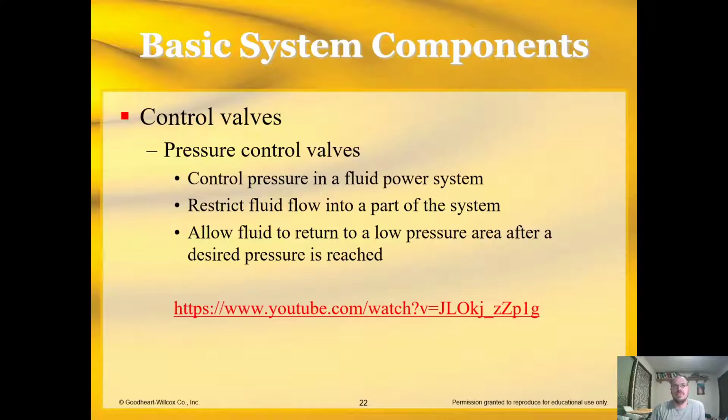Or whatever's left really gets dumped, but you're setting, say, 60 psi, for instance. So 60 psi is going in the system, but really there's enough fluid there to make, say, 100 psi. So 40% of that is getting diverted then back to the reservoir. So this is essentially how a pressure control valve works.